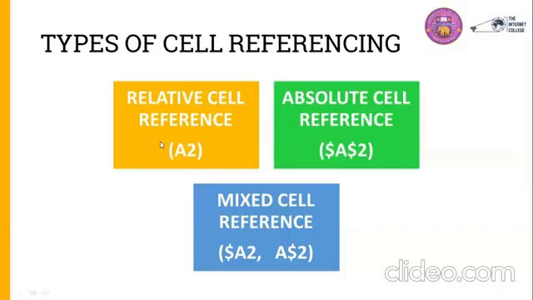But sometimes I may be only interested in fixing either the row or the column position. And this can be done using mixed cell reference. So if I only want to fix either the row or the column position, then whatever one I want to fix, I will insert a $ sign before that. So if I want to fix the column position, I am going to use $A2. If I want to fix the row position, I am going to use A$2. And both of these are referred to as my mixed references.